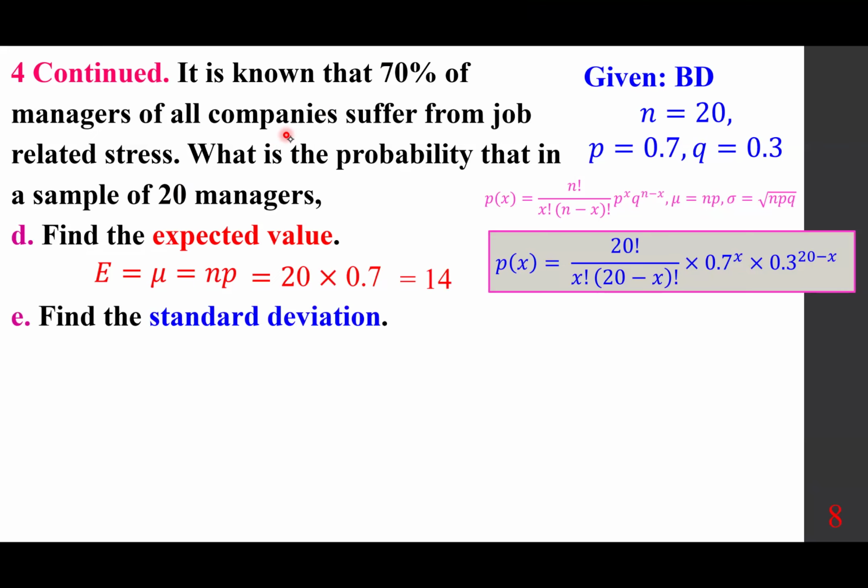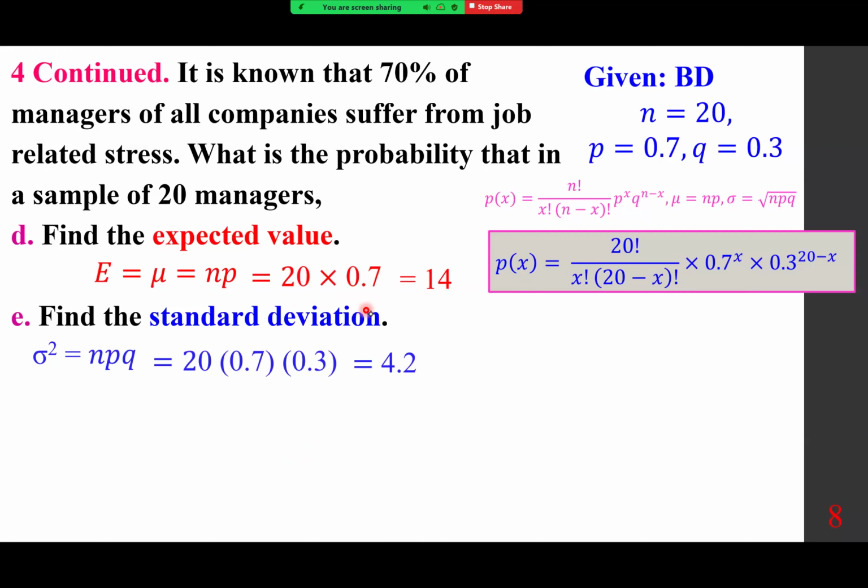What about the standard deviation? Find the standard deviation. Sigma is the square root of npq, which means multiply 20 by 0.7 by 0.3. That becomes sigma squared, which is 4.2. Take a root of that. Remember, this is variance. The square root of that is standard deviation, sigma, standard deviation for the population, 2.05.